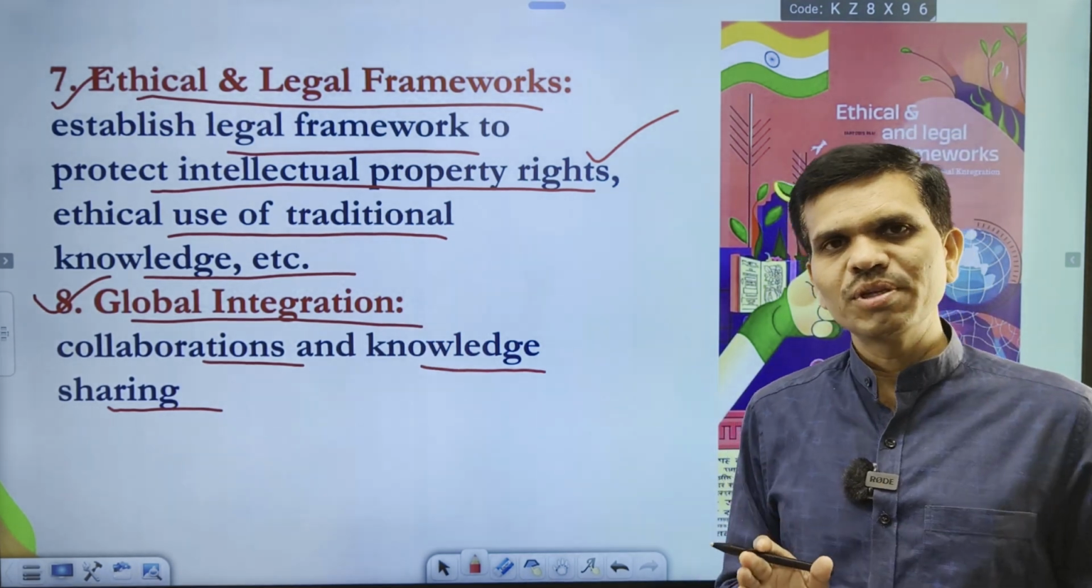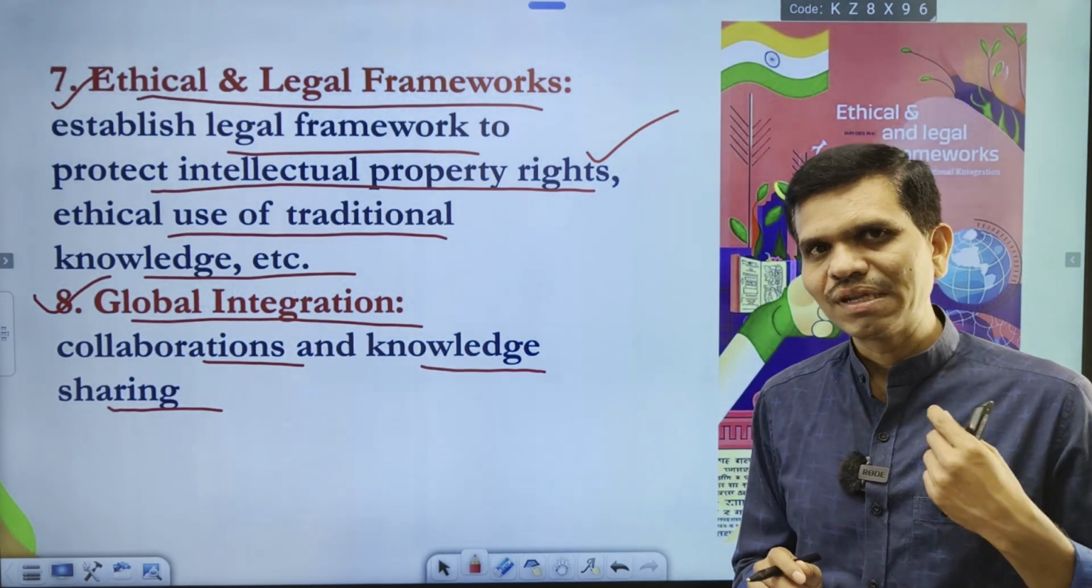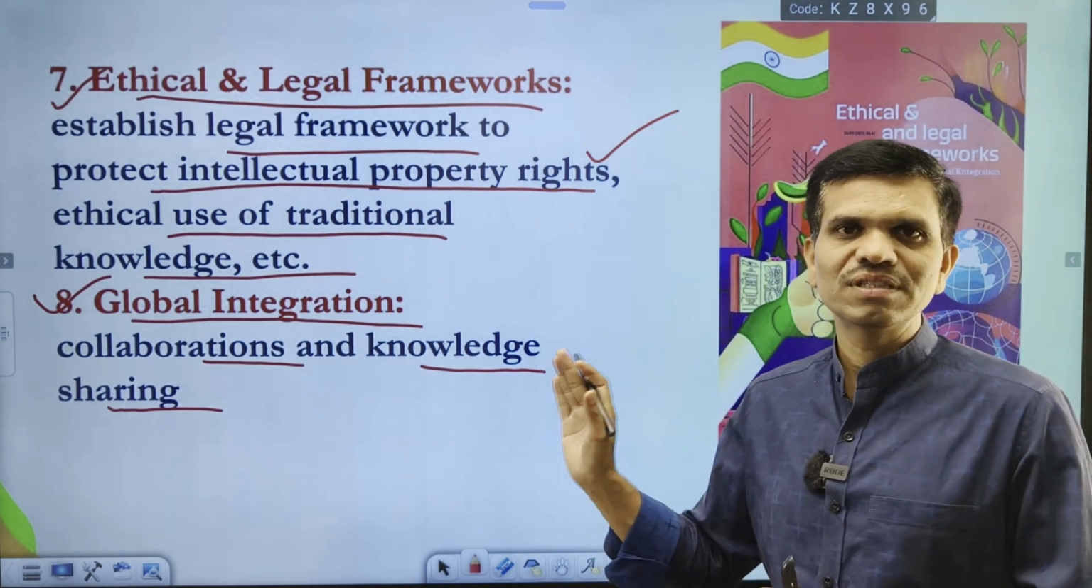Actually, there are so many objectives, but these are some of the prime or main objectives of the Indian Knowledge System. I hope you got the idea of these objectives.